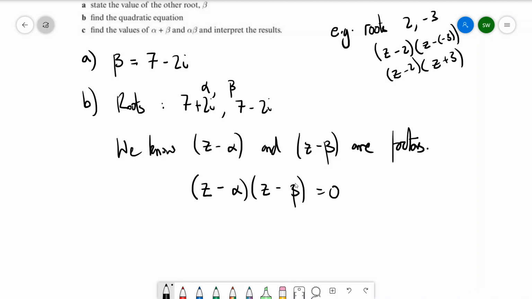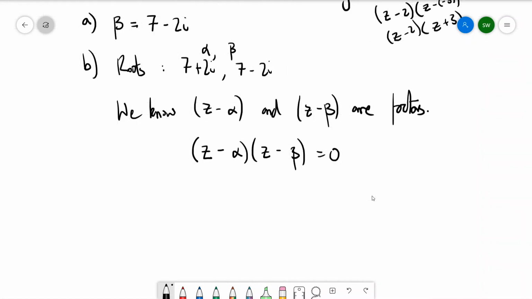You can see why these are factors, because if you substitute in z equals alpha, then this bracket's going to go to 0, so you'll get 0. And if you substitute in the root z equals beta, then this bracket will be equal to 0, and it would solve the equation. So now we can substitute in what the two roots are. We know that the roots are 7 plus 2i, so I'm going to write that as z minus 7 plus 2i. Notice here that I need to put that in a bracket.